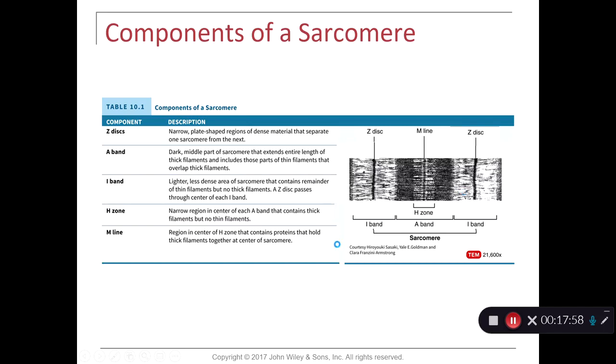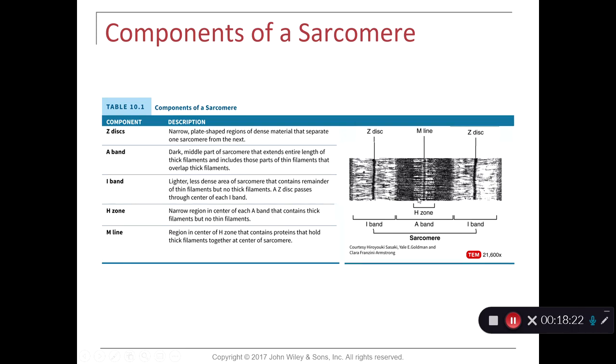We also have the H zone. This is the zone that is exclusively thick filaments. You'll notice in the A band that both the thick and the thin filaments can interact at these points, but the H zone is solely thick filament. I band is only thin filament. H zone is only thick filament.